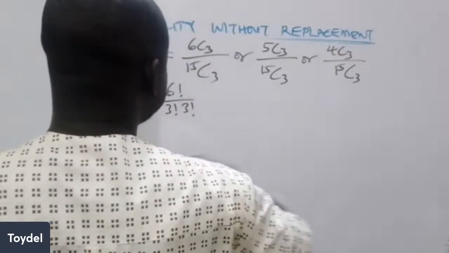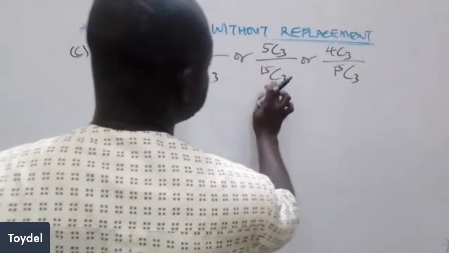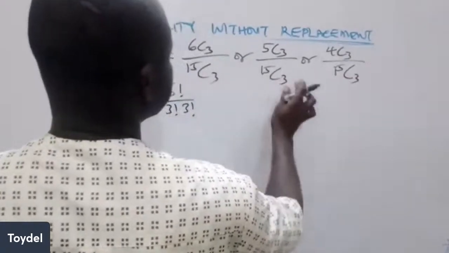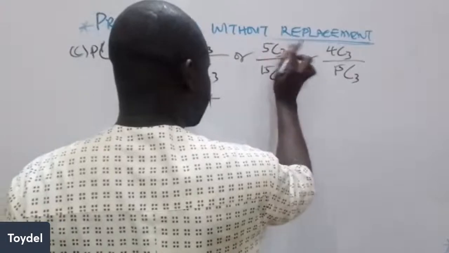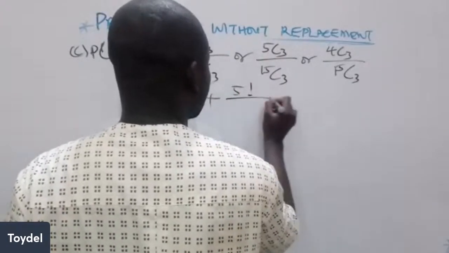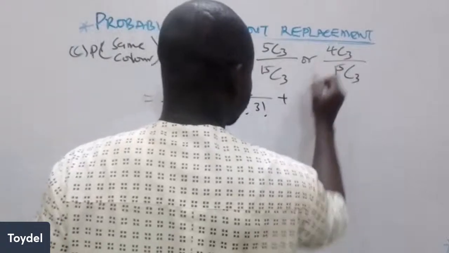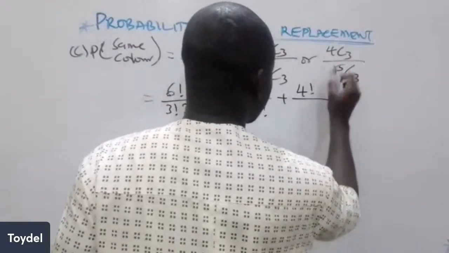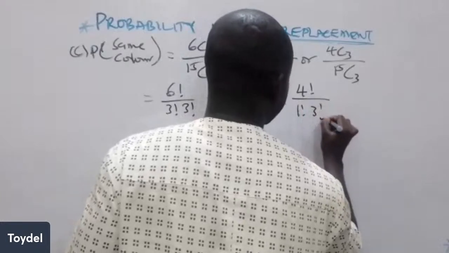Okay. I can actually divide everything, because everything is divided by the same thing. I'll say 5 combination 3 will be 5 factorial all over 5 minus 3, that is 2 factorial, 3 factorial, plus 4 combination 3, which is 4 factorial all over 1 factorial, 3 factorial.